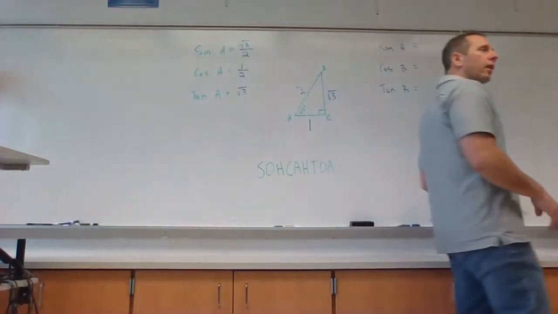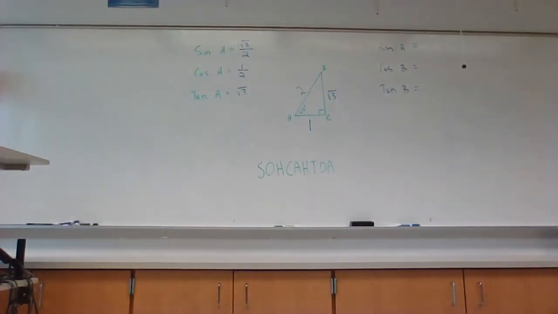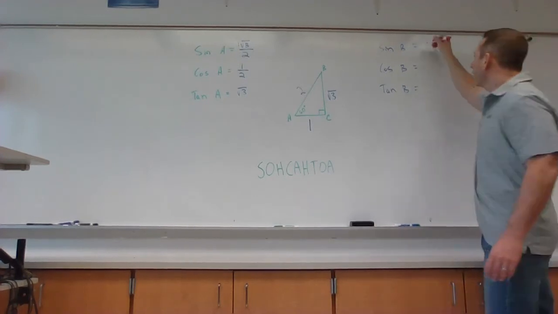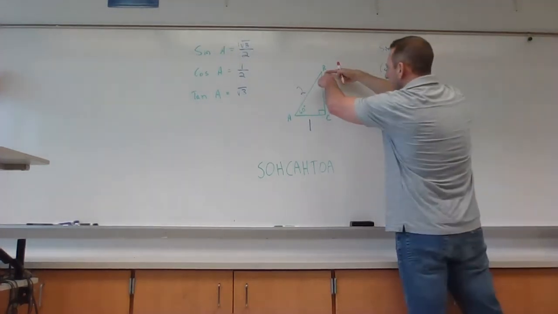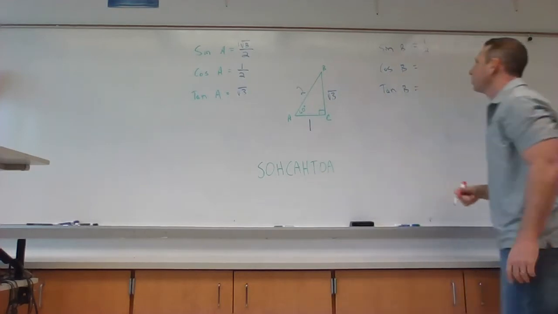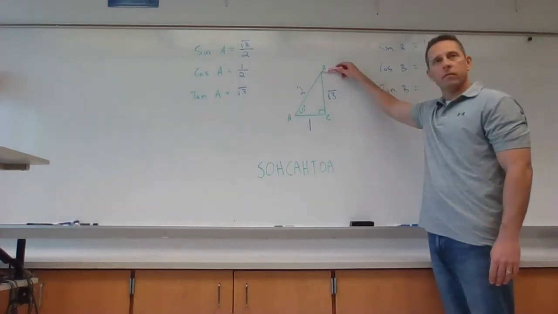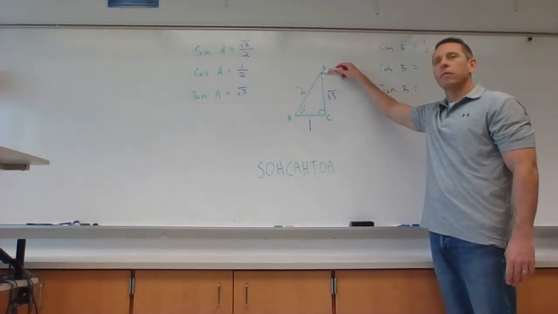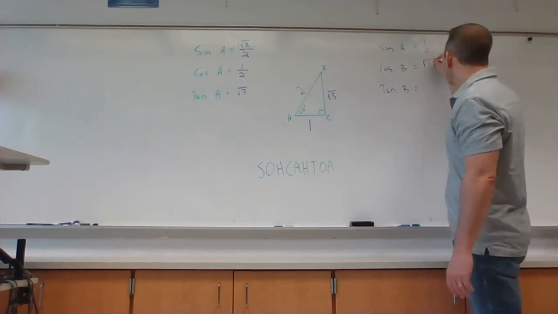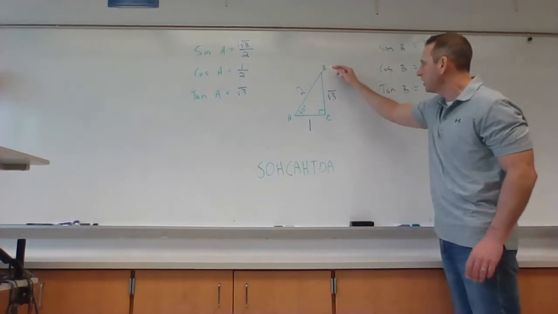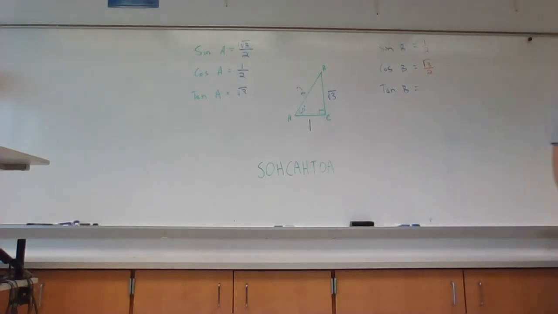All right. Let's go with Steven. What do you get for sine of B? I got 1 over 2. Good. Sine of angle B. Here's angle B. The opposite side is 1. The hypotenuse is 2. Cosine of B, Kelsey. Rad 3 over 2. Bam. Nice. Rad 3 over 2. This is the adjacent. That's the hypotenuse. Adjacent over hypotenuse. What about tangent, Sophia?